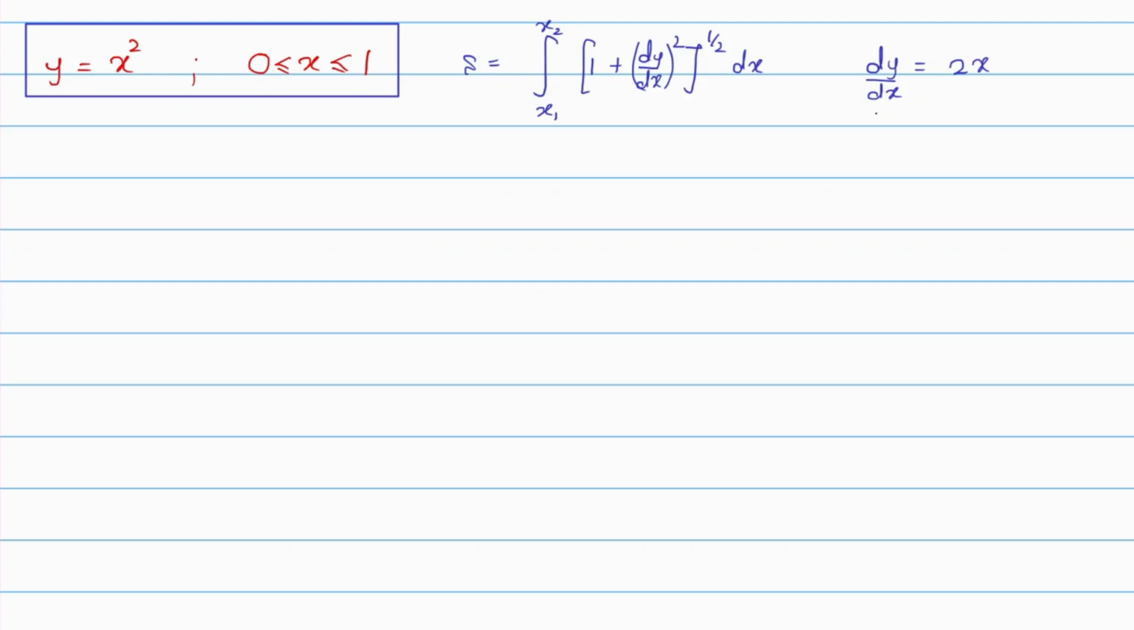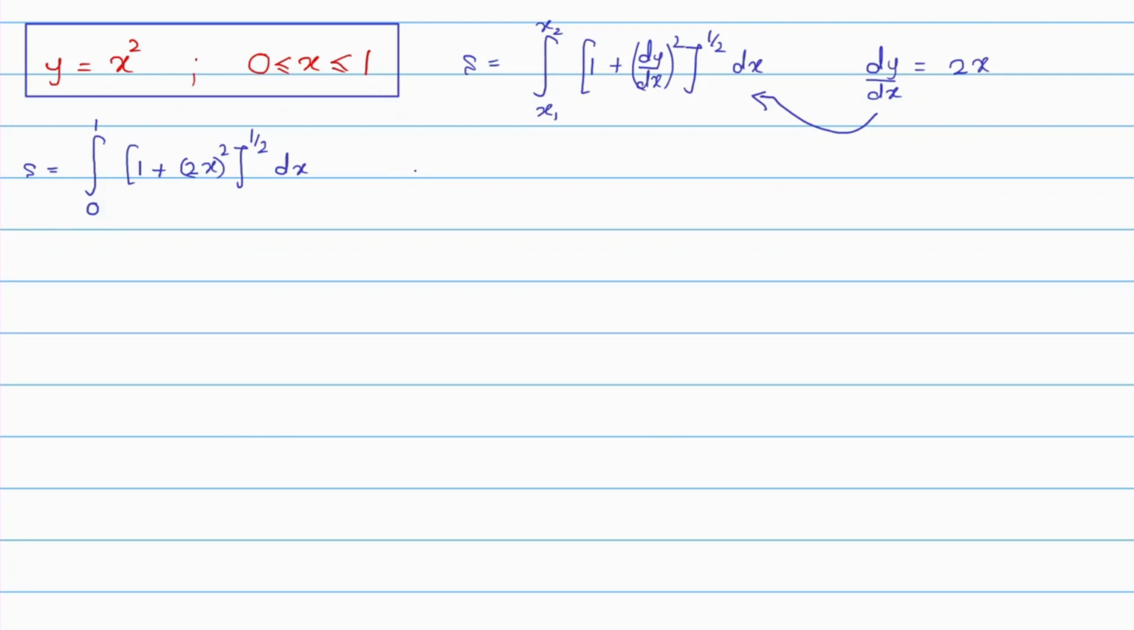Now we simply substitute that value into this equation, and that gives us s equals integration, x1 is 0 in this case, x2 is 1 in this case, (1 plus (2x) squared), the entire thing raised to the power half, dx. Now here we are going to need a substitution to compute this integral.